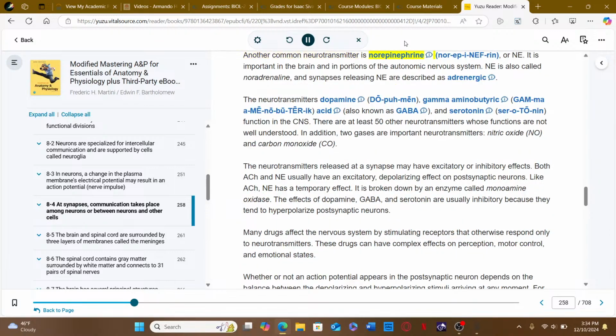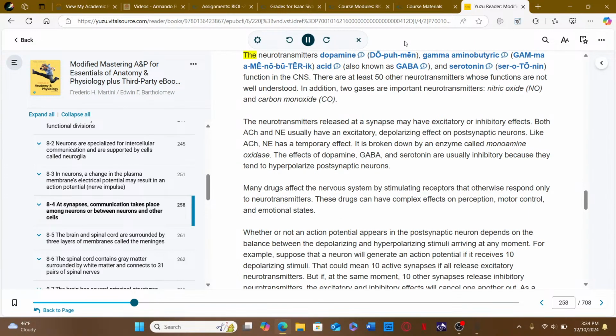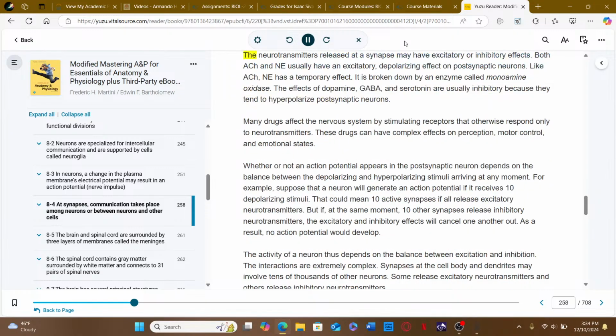Another common neurotransmitter is norepinephrine, or NE. It is important in the brain and in portions of the autonomic nervous system. NE is also called noradrenaline, and synapses releasing NE are described as adrenergic. The neurotransmitters dopamine, gamma-aminobutyric acid, also known as GABA, and serotonin function in the CNS. There are at least 50 other neurotransmitters whose functions are not well understood. In addition, two gases are important neurotransmitters, nitric oxide, NO, and carbon monoxide, CO.